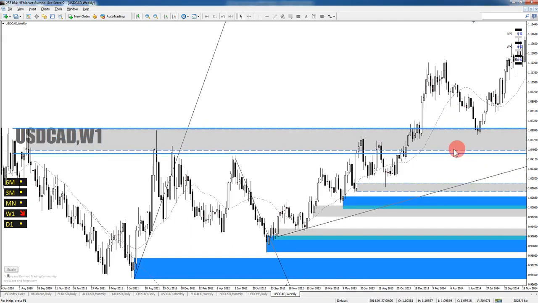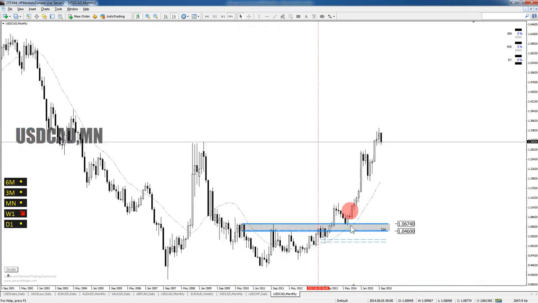Very, very weak. And probably here we have a monthly area of demand. Let me take a look here and see what happens. So we have a potential area of demand, wow, or something like that. We are there, exactly. There it is.